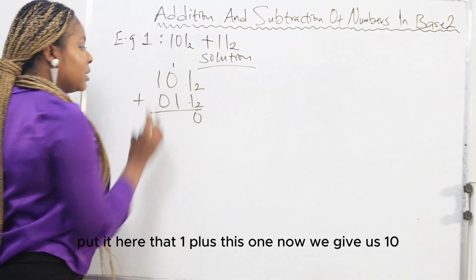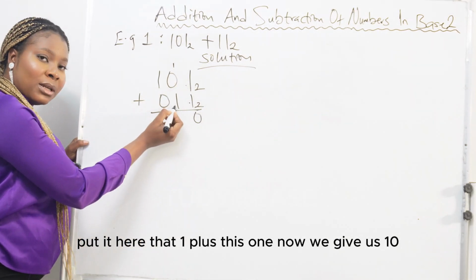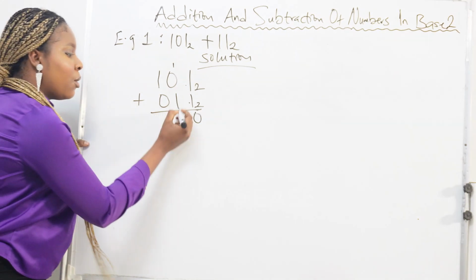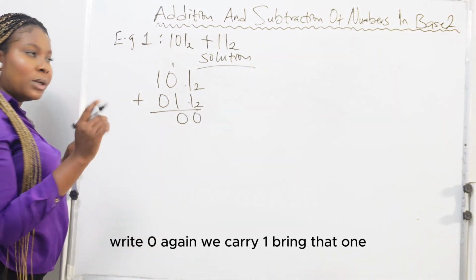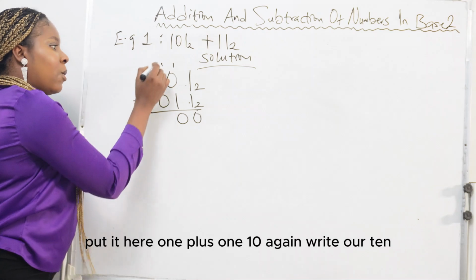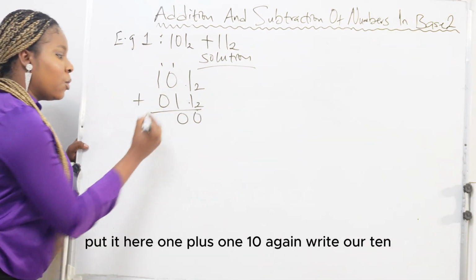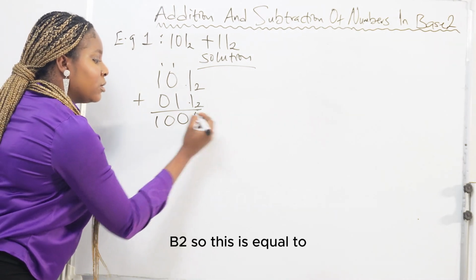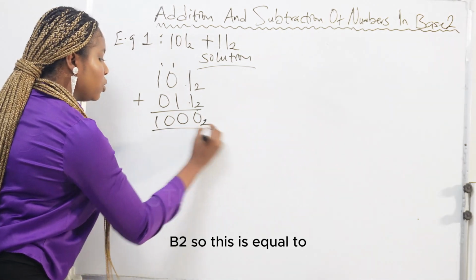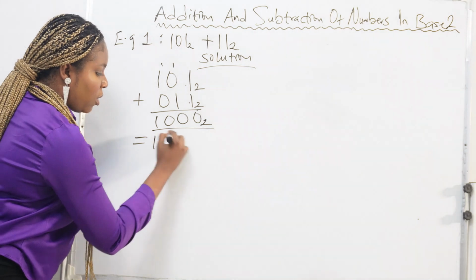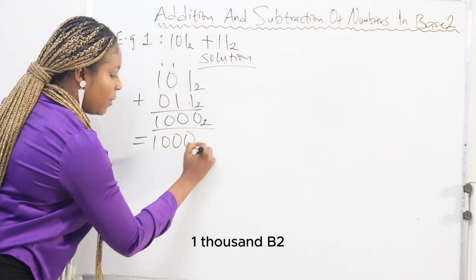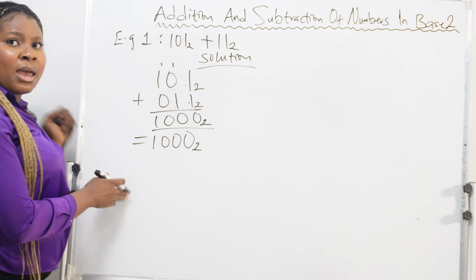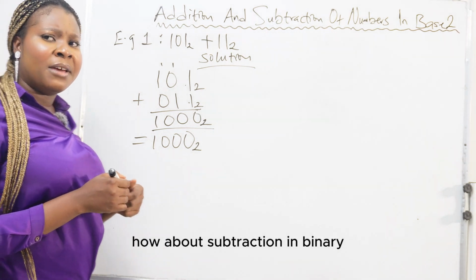Now bring that one, put it here. That one plus this one now will give us 10. Write 0 again, we carry 1. Bring that one, put it here. 1 plus 1, 10 again. We write our 10 base 2. So this is equal to 1000 base 2. How about subtraction in binary?